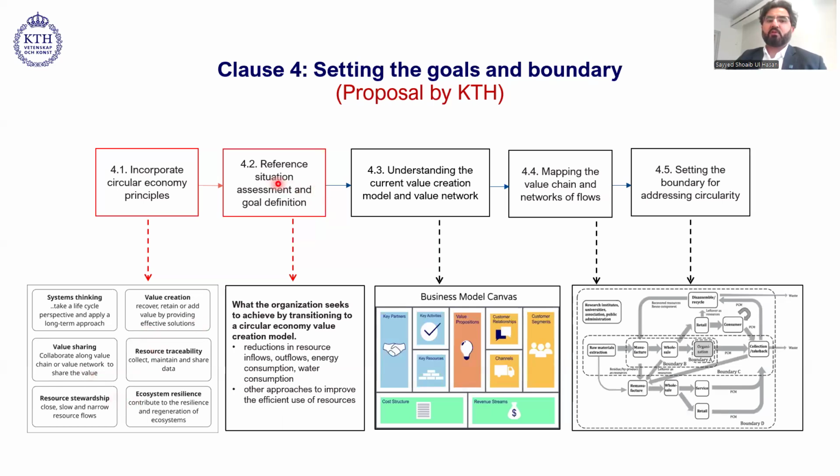Then second subclause, reference situation assessment and goal definition, which basically was only goal definition. We are adding to this the reference situation assessment as well. And then the next clauses are the same. For example, understanding the current value creation model and value network. Companies can use business model canvas, mapping the value chain and value network flows, and setting the boundary and addressing the circularity. So this is what we think should be the structure of clause 4. And it should end once we have decided the boundary for circular economy implementation.